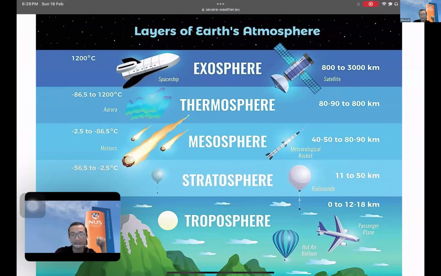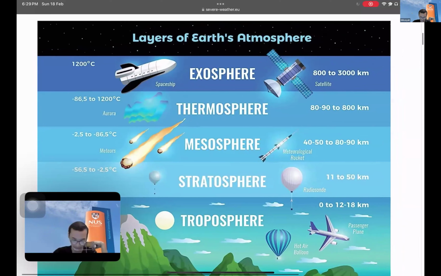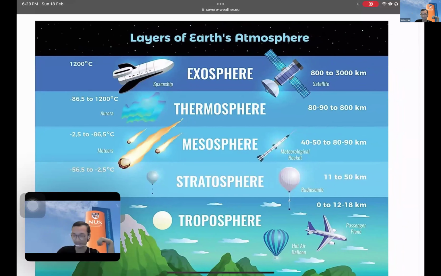So the one that we are in, which is the troposphere, is from 0 to 12 kilometers or 0 to 18 kilometers from the ground or from the sea level. So these are all the layers of atmosphere. Each of them has their own characteristics, but we won't go into that. Just to give you a broad knowledge about atmospheres. All of these have a mixture of gases, including the layers of gases as well.